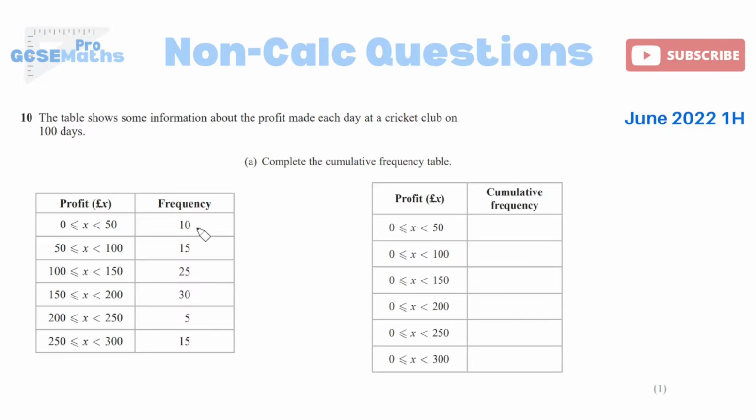This is so easy. All you have to do is just add up the numbers. So obviously the first one is still 10, but then the second row includes the first and second row. So that'd be 25. And then the third row includes the first 3 rows. So each time you're adding more. So add another 25 is 50, add 30 is 80, add 5 is 85, and obviously your final number should add up to the same total amount, if they've told you in the question. That's it for the table, super straightforward.